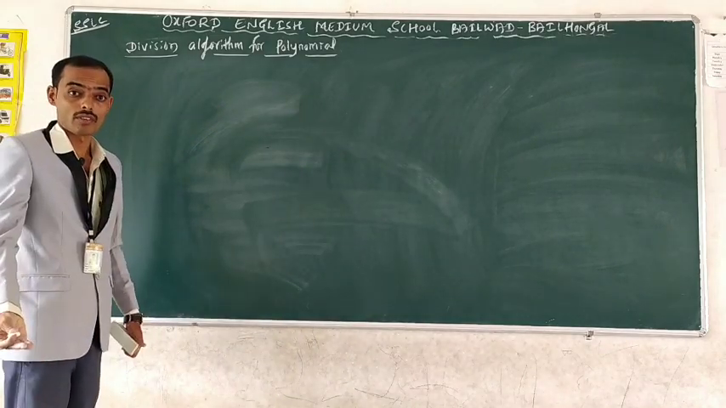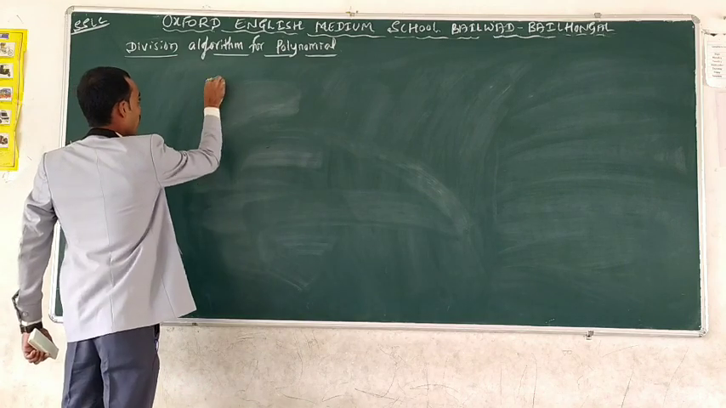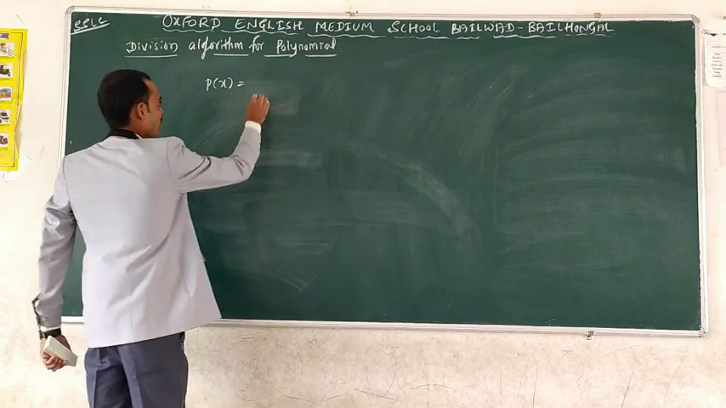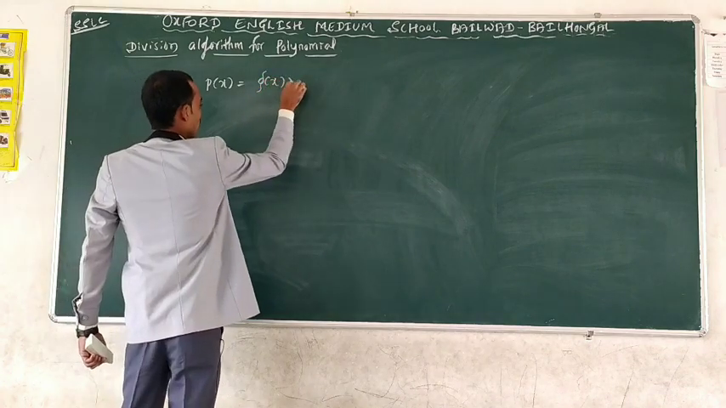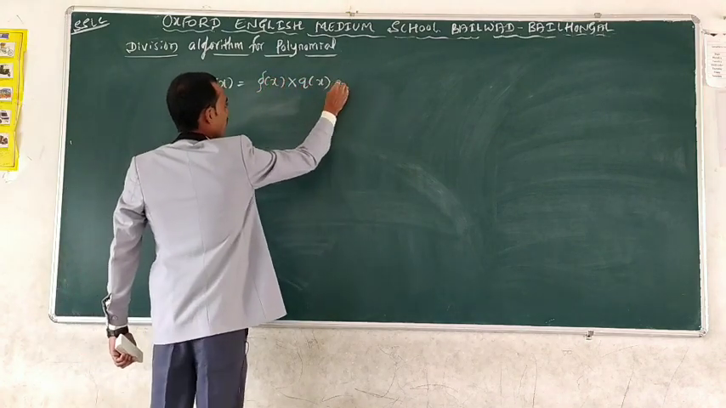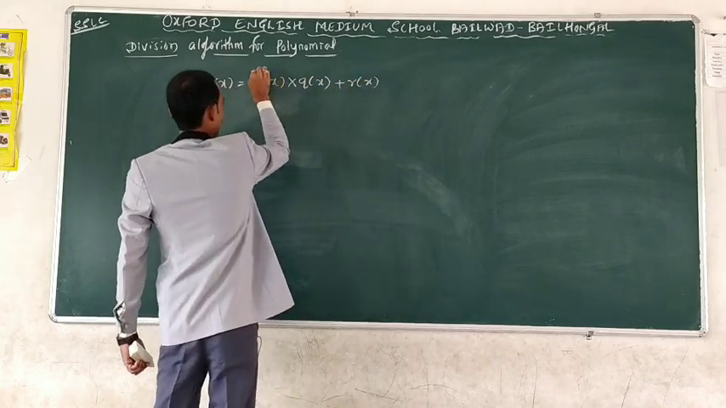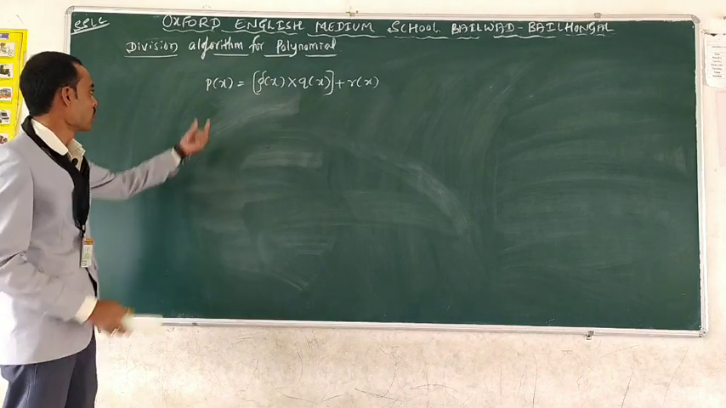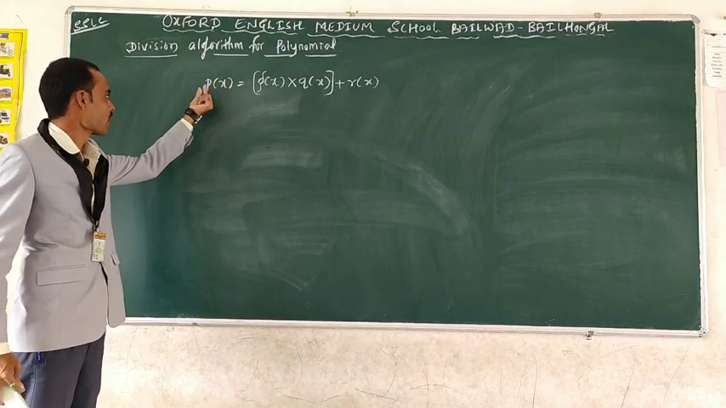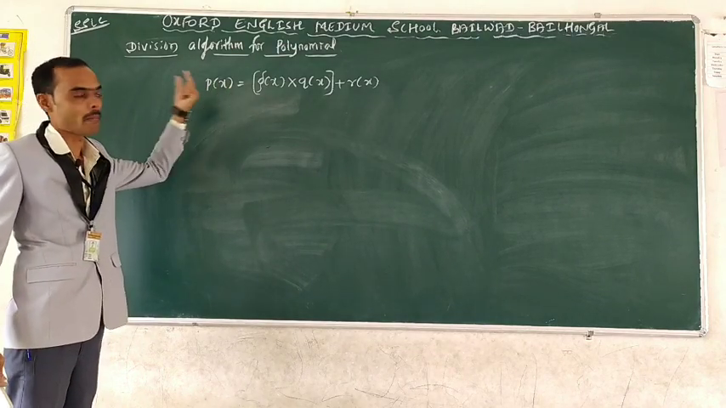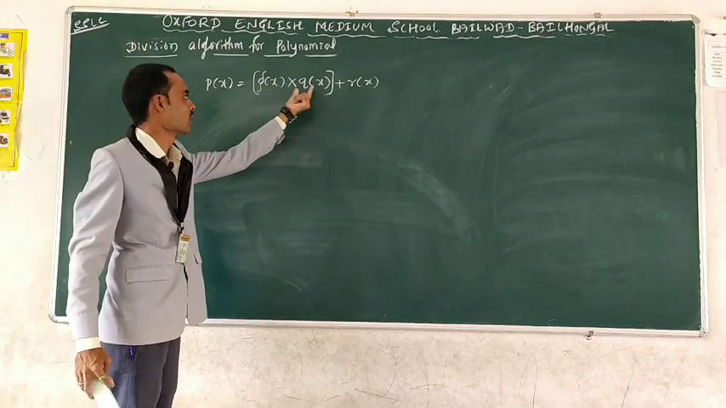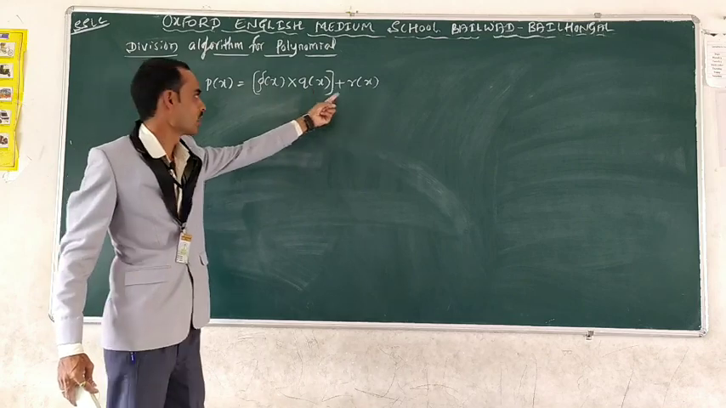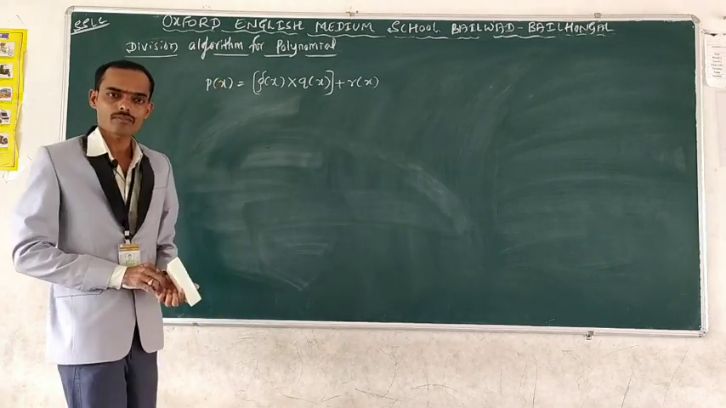For polynomials, the dividend polynomial you can take as p of x is equal to g of x into q of x plus r of x. This is the general form. g of x is the divisor, q of x is the quotient, and r of x is the remainder.